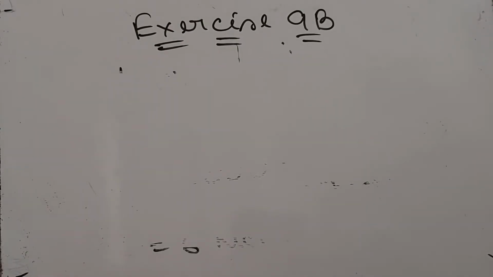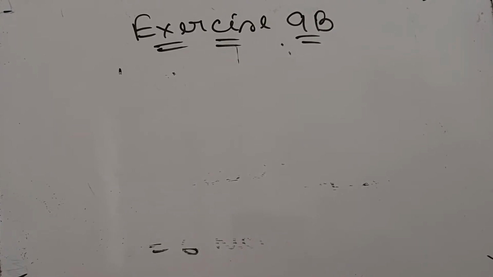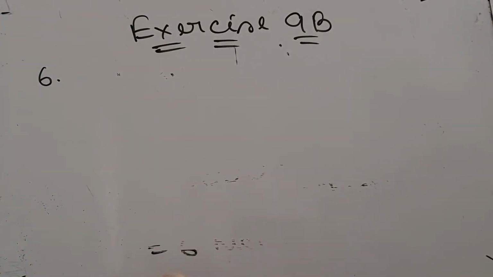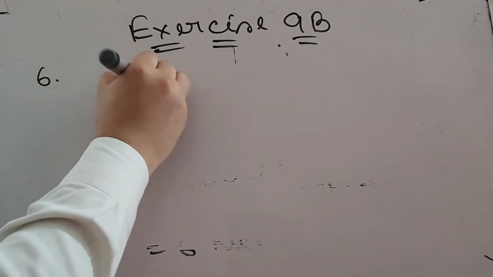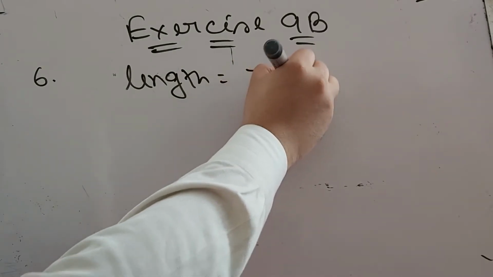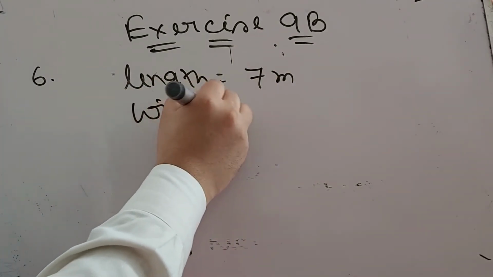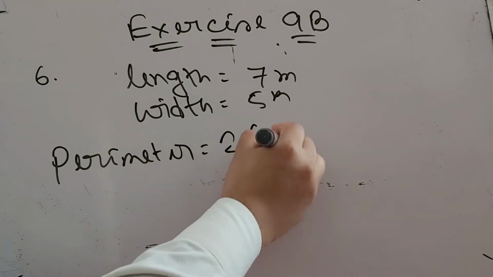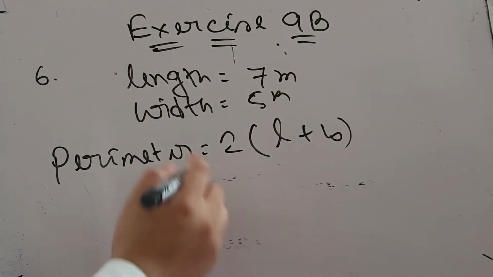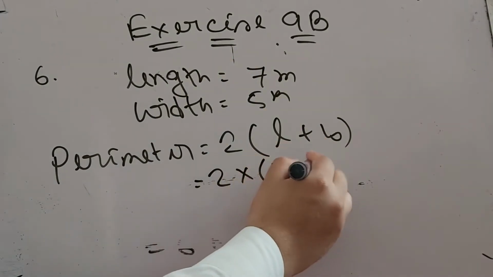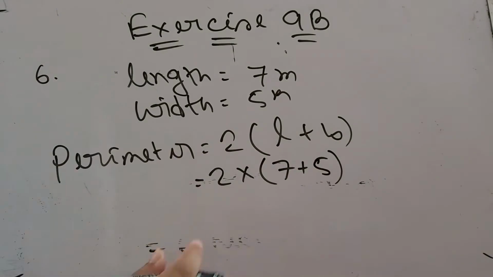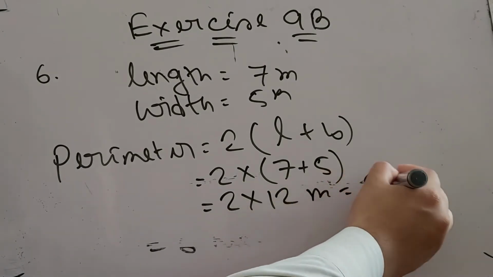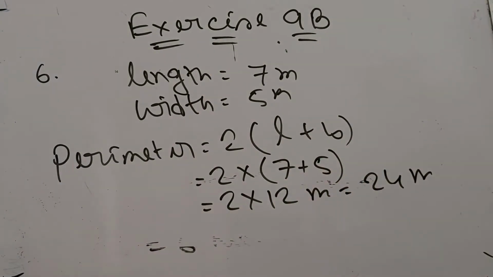Number 6 is find the perimeter of a room 7 meter long and 5 meter wide. We already know the rules of perimeter from the previous chapter, exercise 9a. So now we have to solve this problem. Here length equal to 7 meter and width equal to 5 meter. Then what will be the perimeter? We already know that perimeter equal to 2 into length plus breadth or length plus width. So here 2 into, length equal to 7, width equal to 5. So 7 plus 5, that is 12. So here we can say 2 times 12 meter. That means 24 meter will be the answer of number 6. Very simple problem.